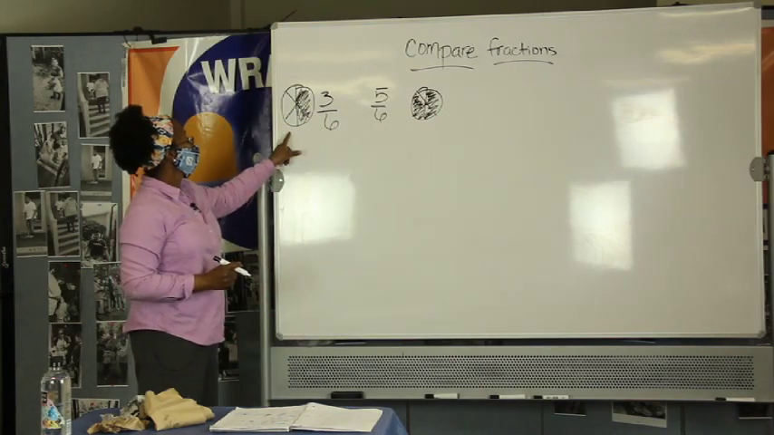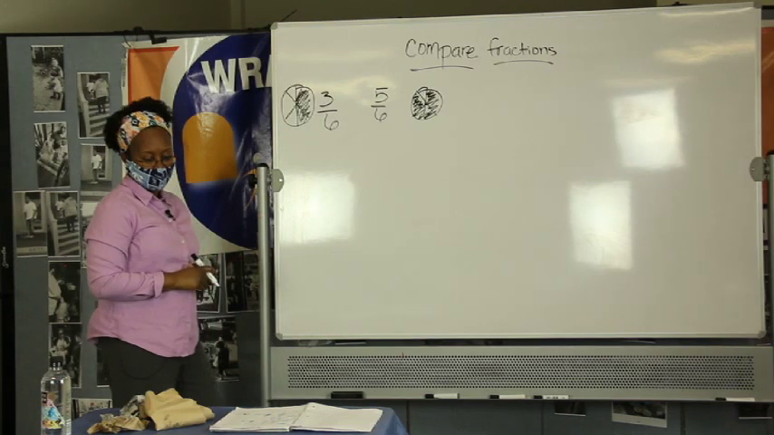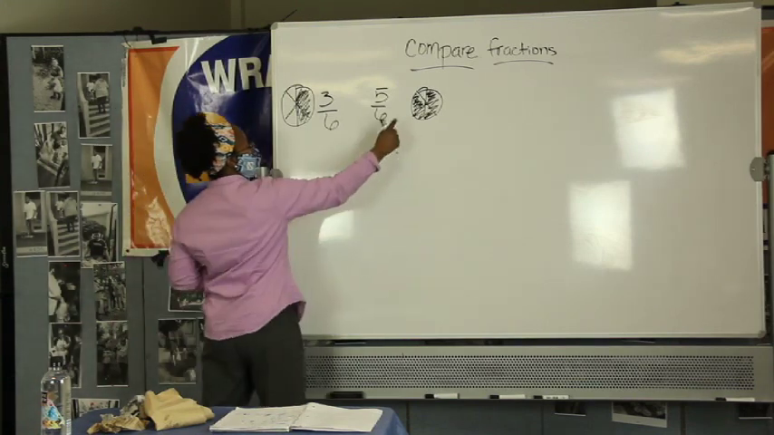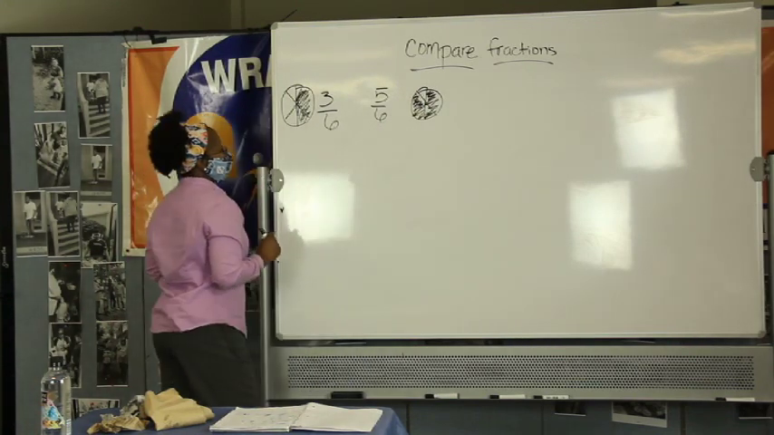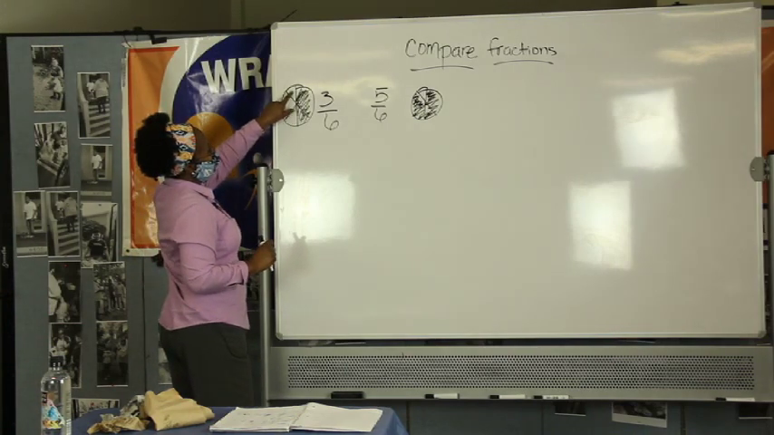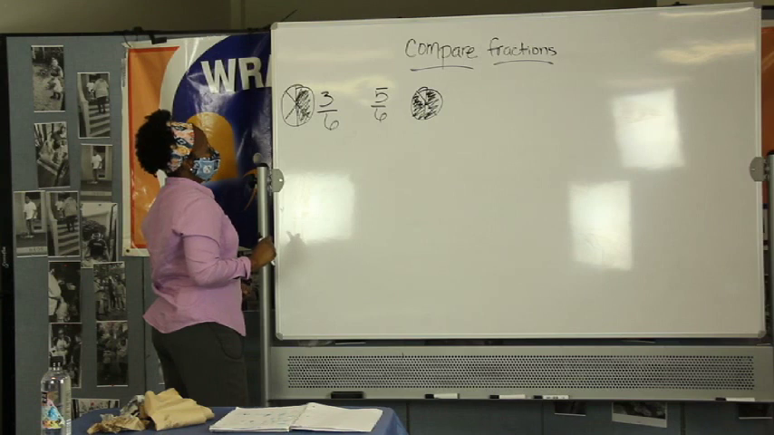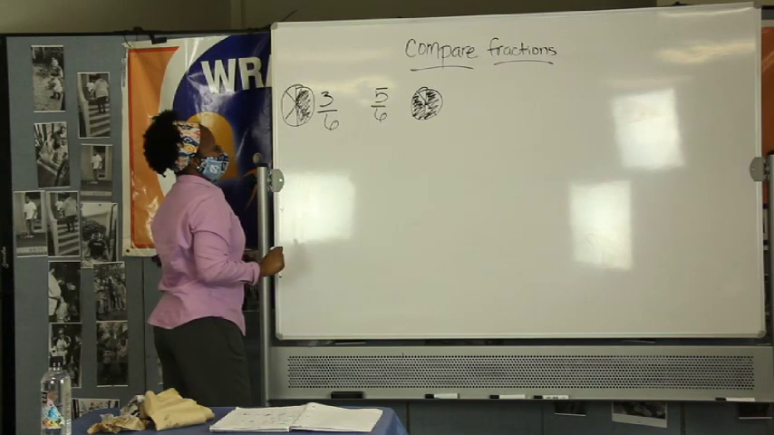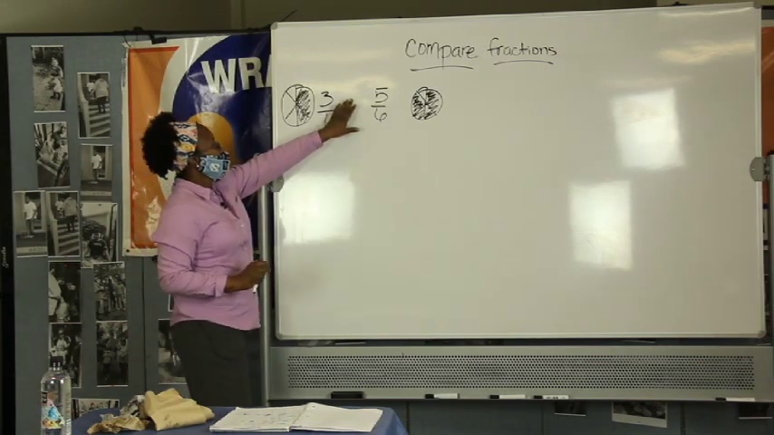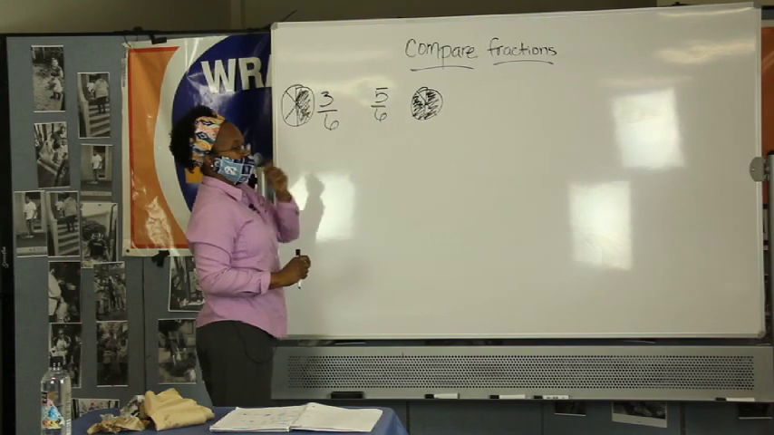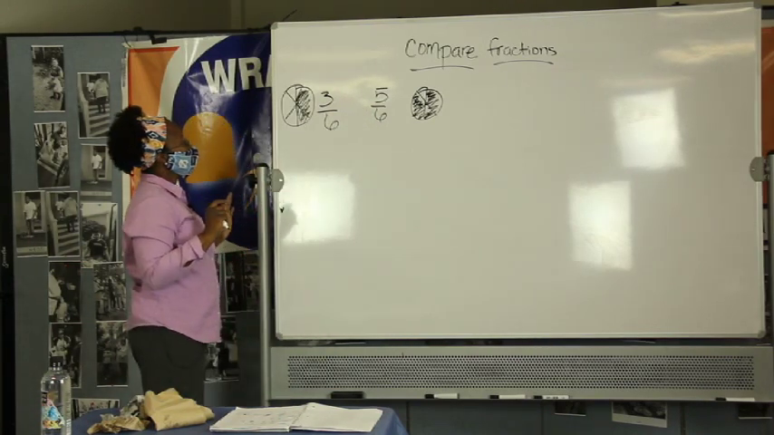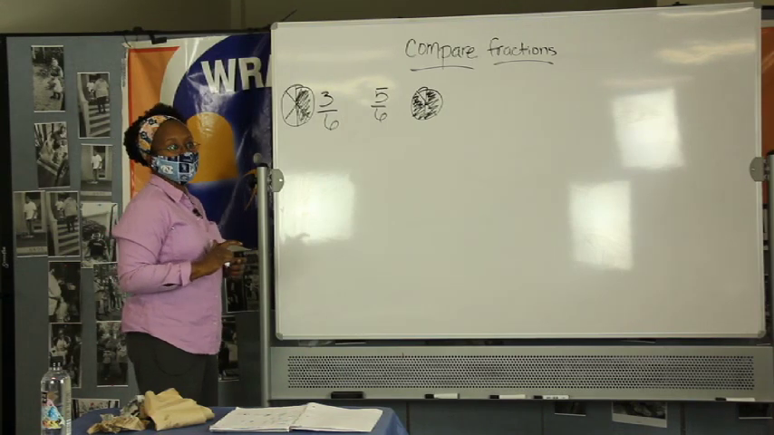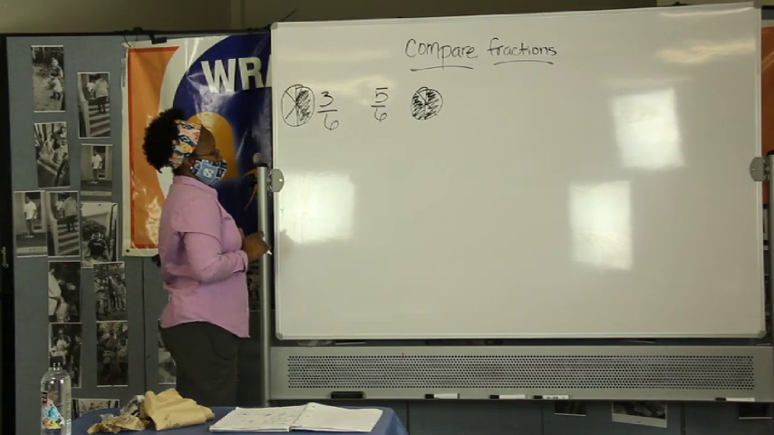Now, it's clear to see which one is the bigger fraction, because you only have one section here that's not shaded, and you have 3 sections that are not shaded here. So when you have fractions that have the same denominator or bottom number, all you have to do is look at the numerator on each one. This one's pretty easy. And the one that has the biggest number in the numerator is actually going to be the bigger fraction or the greater fraction.